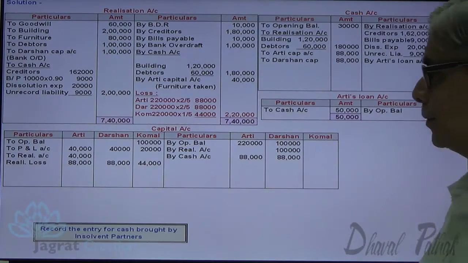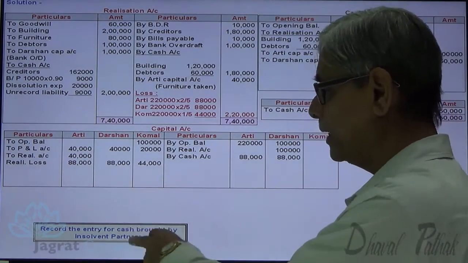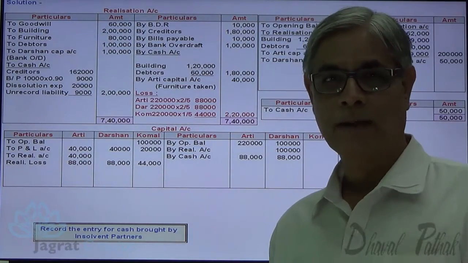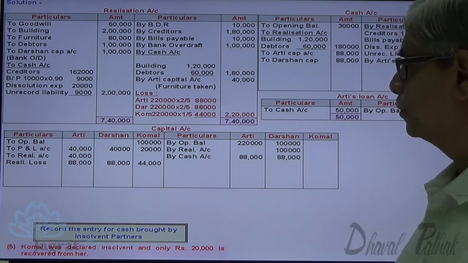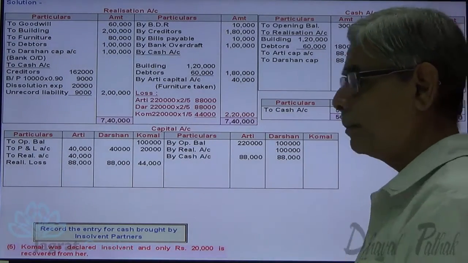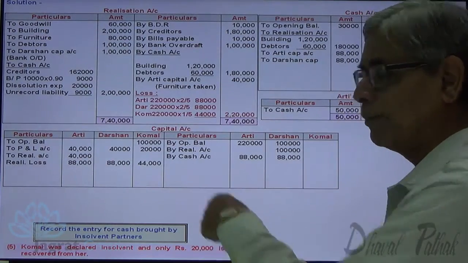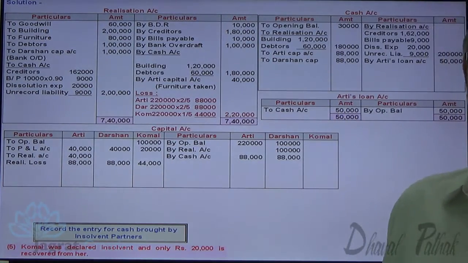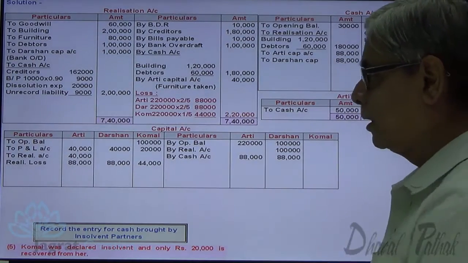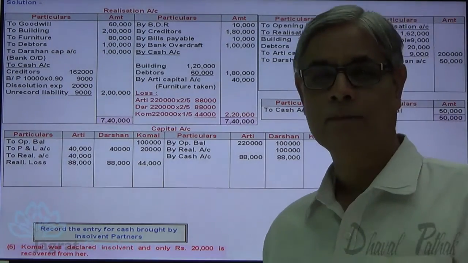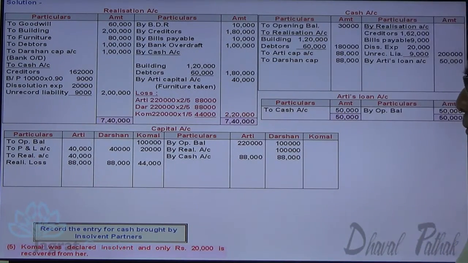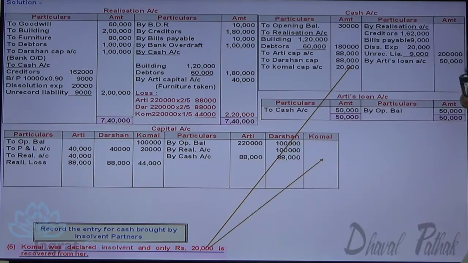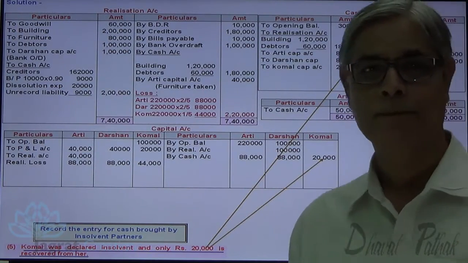Now, record the entry for cash brought by the insolvent partner and find the capital deficit. So, Komal: debit side total is 1 lakh capital balance debit, 20,000 share in profit and loss, 44,000 is the realization loss. Total amount recoverable from her is 1,64,000. Against that she brings only 20,000. So let us write down the entry: cash account debit to Komal's capital account credit 20,000.